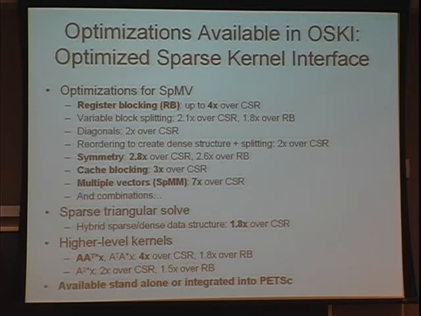Maybe you should run the traveling salesman algorithm to try to reorder the rows and columns to create dense blocks where they weren't there before. That gives you another factor of 2. If your matrix is symmetric, you can do that particular optimization. That gets you another factor of 2.6.